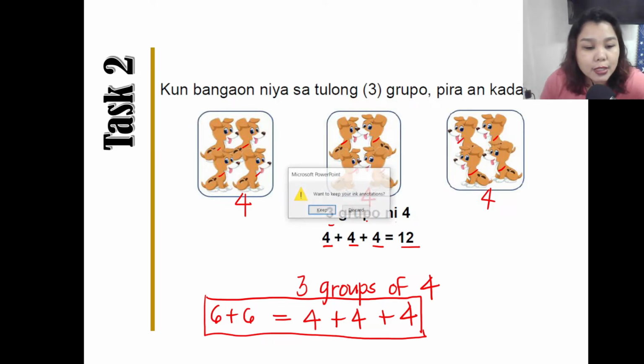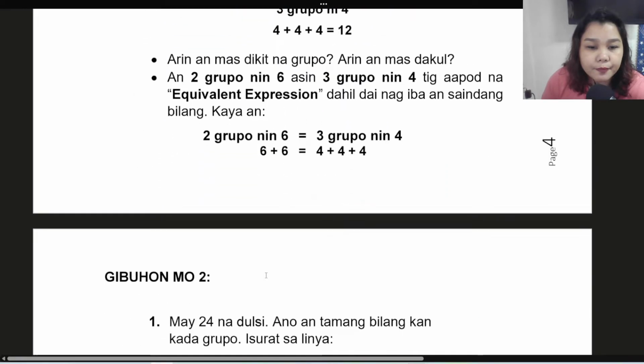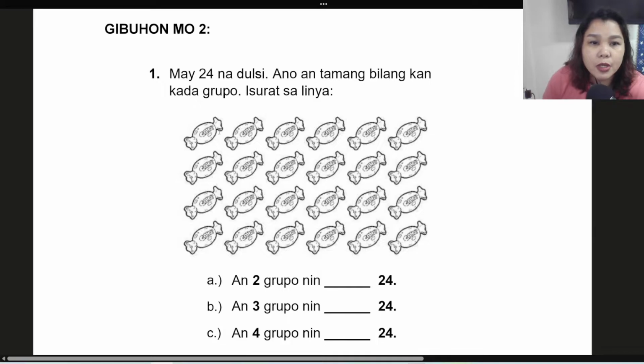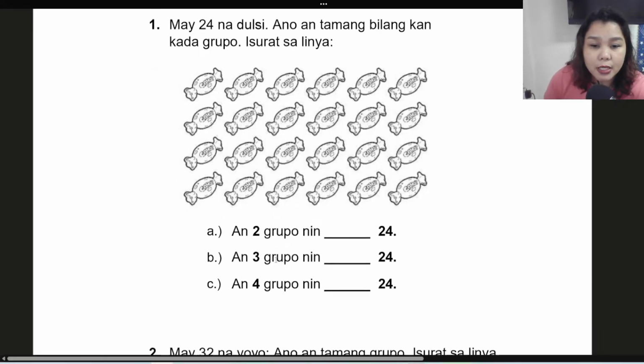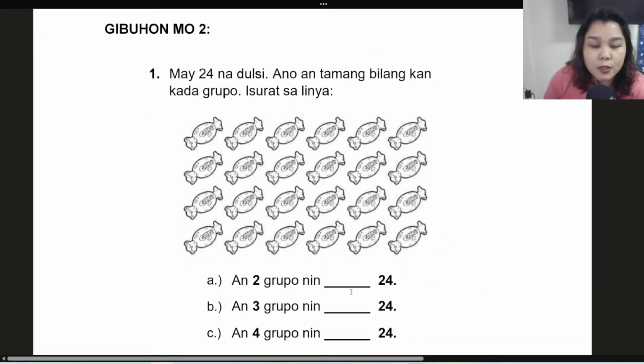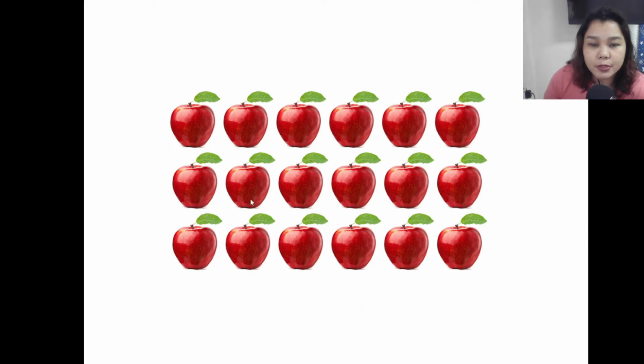Okay, let's go back to the module muna. Okay, in Gibuhon 2, ito ang gagawin mo. Pwede siyang magguhit-guhit para makita mo yung pagkakahati. Okay, so there are questions. All you need to do is complete the statement. Okay, let's go back to this example. Okay, let's have these apples.